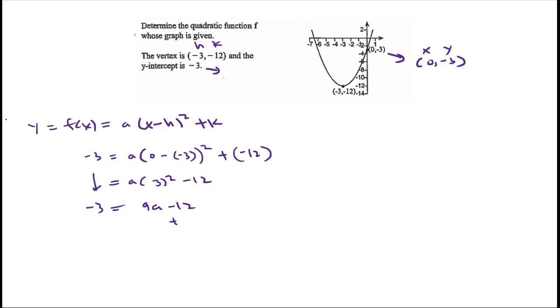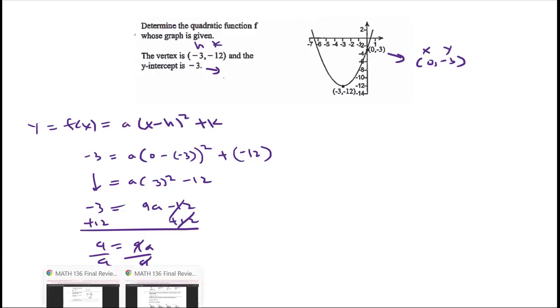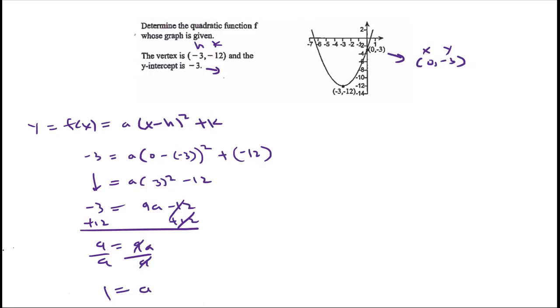Then we're going to add 12 to both sides, so the 12s go away. We get positive 9 and then 9a. Then we divide both sides by 9, so a gives us 1.